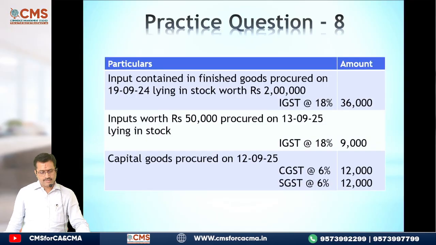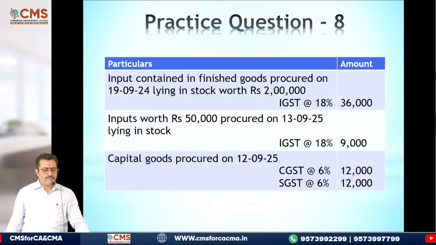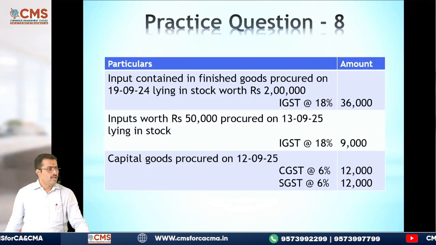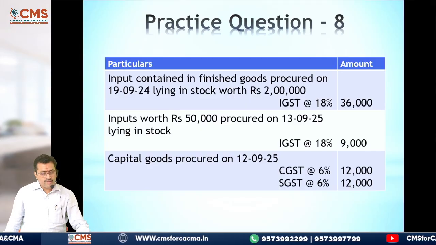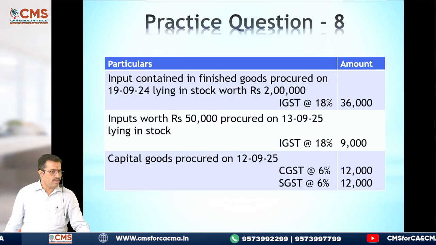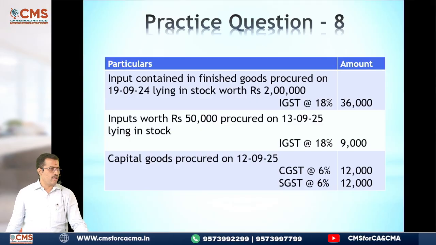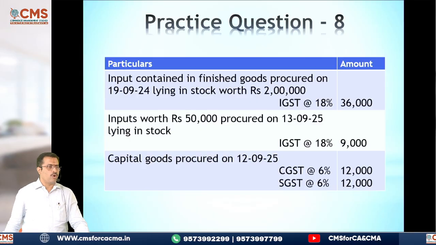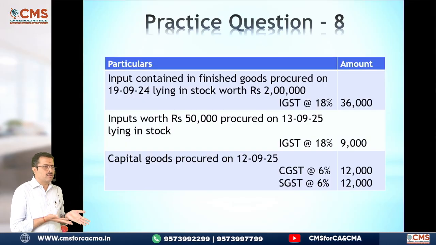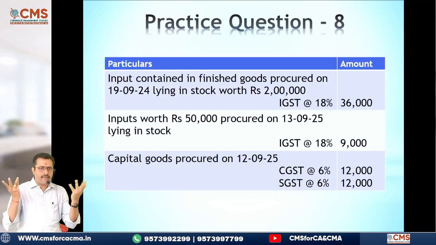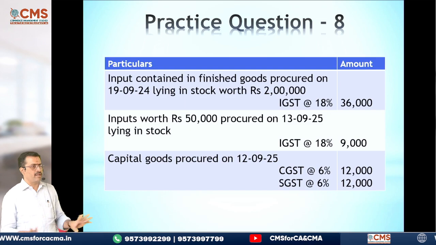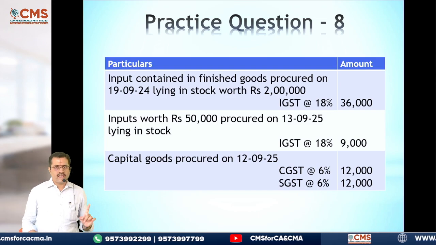Did you understand? Similarly, inputs worth rupees 50,000 procured on 13th September 2025 lying in stock. Available or not? Definitely yes. Lastly, capital goods procured on 12/9/2025. Don't just go by the date. For section 18 clause subsection 1 clause A and B, capital goods is not allowed. I have already mentioned this point. So please be careful while doing the problem.